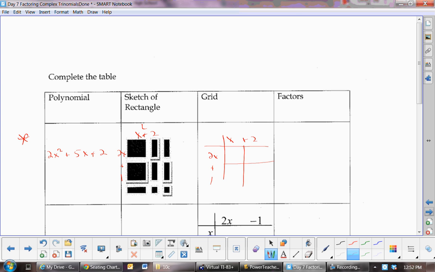Now let's multiply. X times 2x is 2x squared. 2 times 2x is 4x. Or sorry, x times 1 is 1x, and 2 times 1 is 2. And remember, we always add these two together. So that's 2x squared plus 5x plus 2. And the factors would be the length and width. So x plus 2 times 2x plus 1. Okay, so that's visually what's going on here.